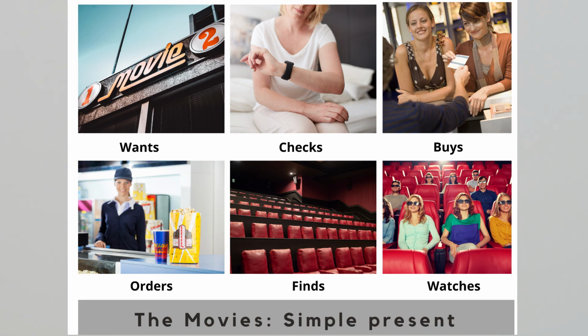So what we're going to do now is look at a sequence of 6 pictures. We're going to talk about what happened in these pictures 4 different ways. Let's go ahead and look at our first story sequence. Now you will see a sequence of pictures about Mary and the movies. First, we'll tell the story in the simple present.